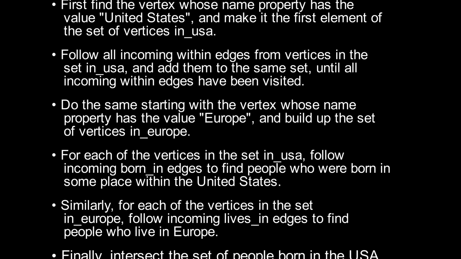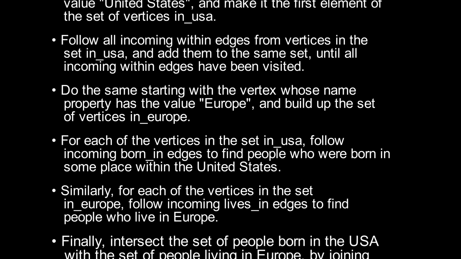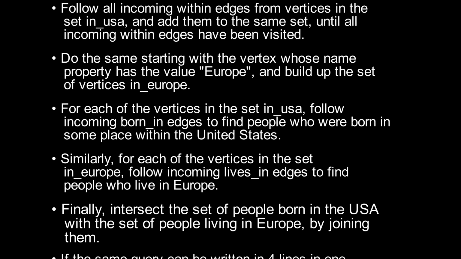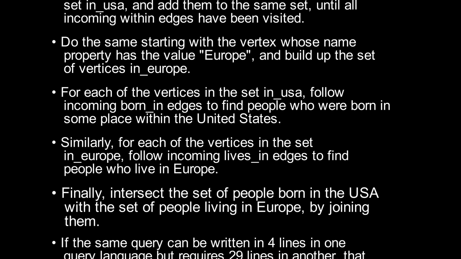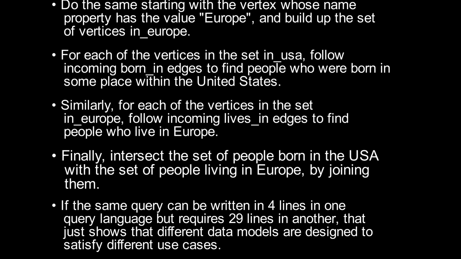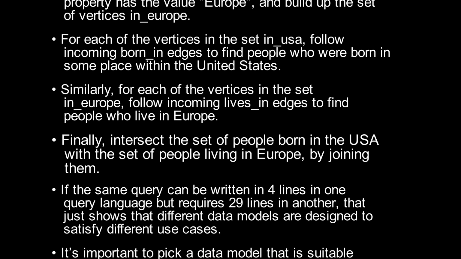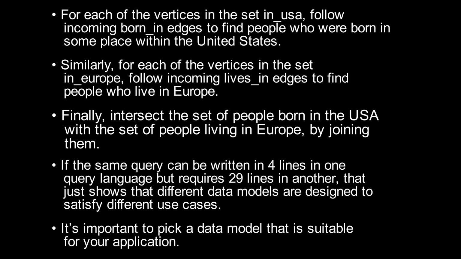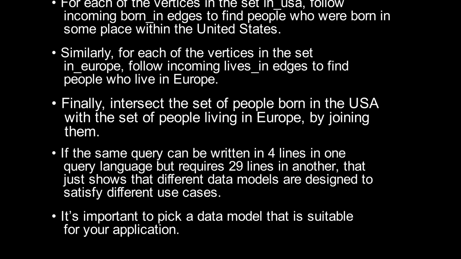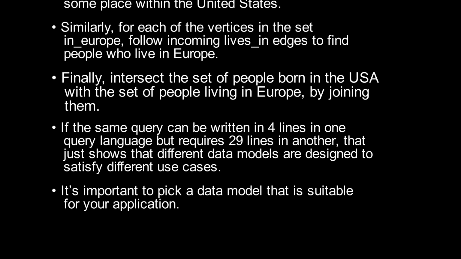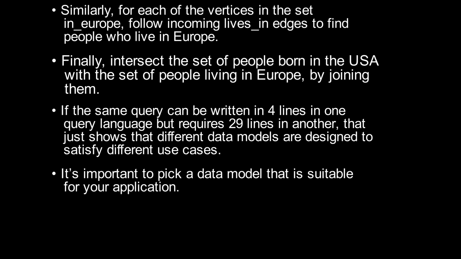For each of the vertices in the set in_usa, follow incoming born_in edges to find people who were born in some place within the United States. Similarly, for each of the vertices in the set in_europe, follow incoming lives_in edges to find people who live in Europe. Finally, intersect the set of people born in the USA with the set of people living in Europe by joining them. If the same query can be written in 4 lines in one query language but requires 29 lines in another, that just shows that different data models are designed to satisfy different use cases. It's important to pick a data model that is suitable for your application.